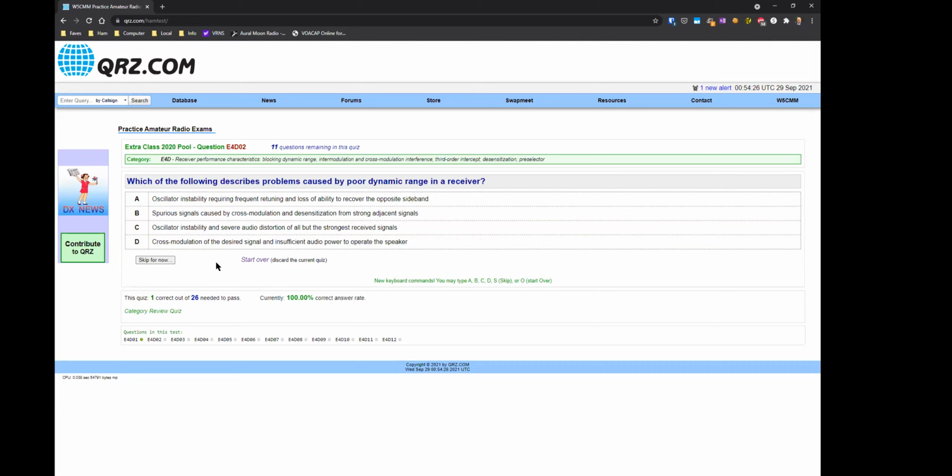Which of the following describes problems caused by poor dynamic range in a receiver?